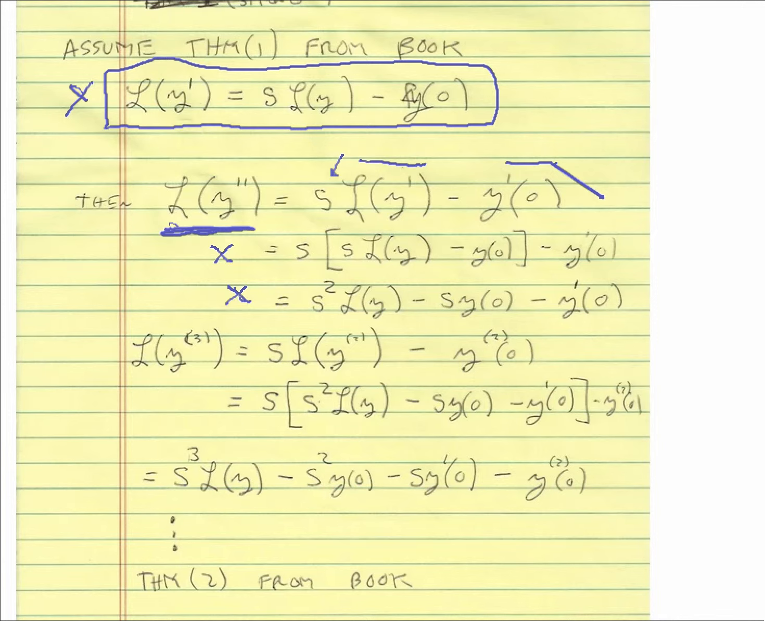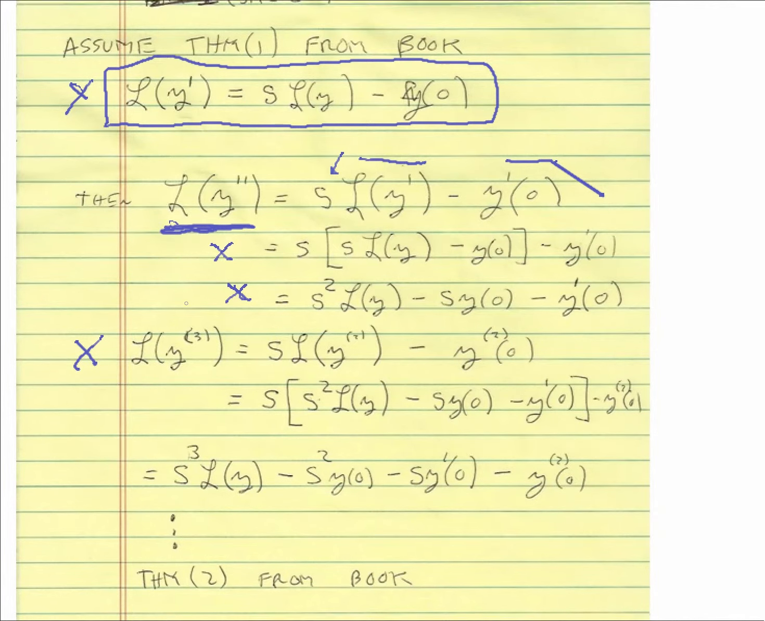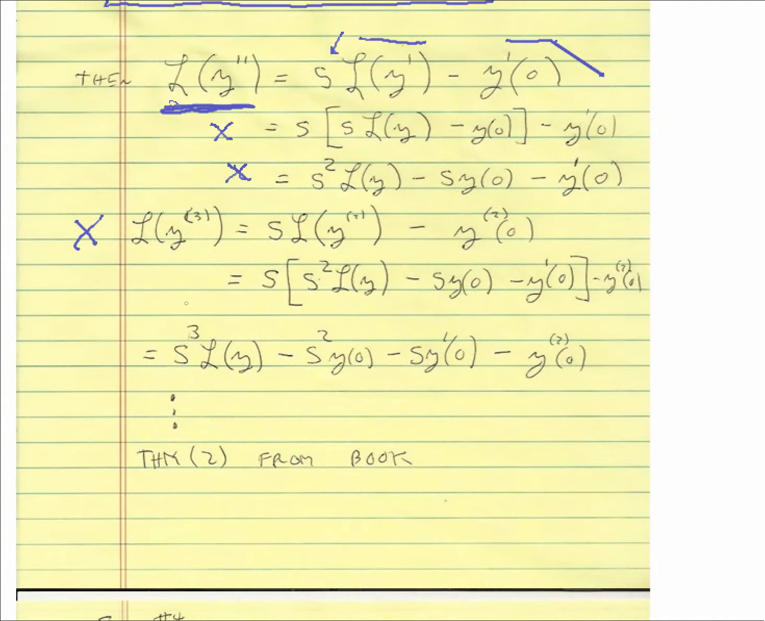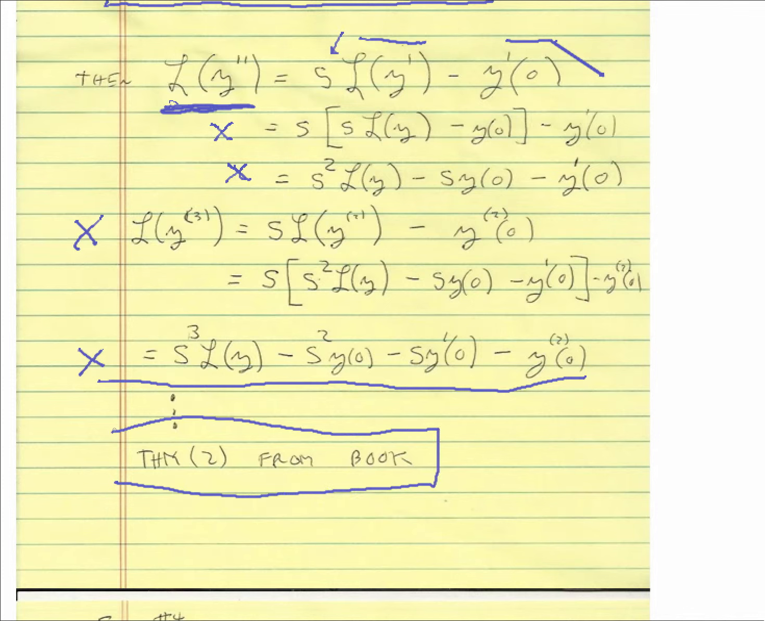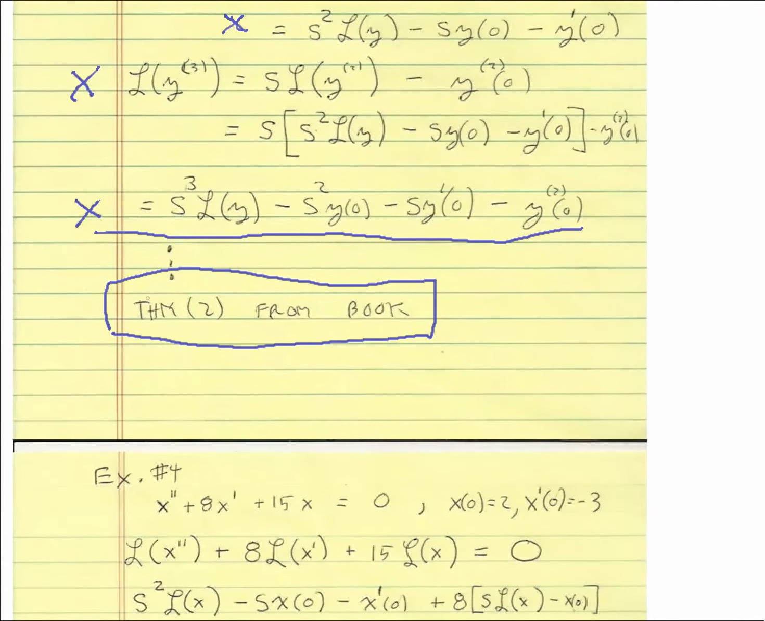Well, we can play the same exact trick with trying to find the Laplace transform of the third derivative of a function, and what we see is we get this expression, which we see right here. Now if you look at Theorem 2 in the book, if you continue that process for higher order derivatives, you get Theorem 2 of the book. And that's the main ingredient in this section. So let's do an example.